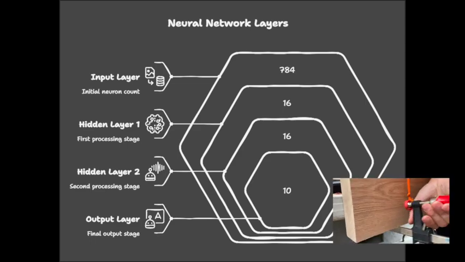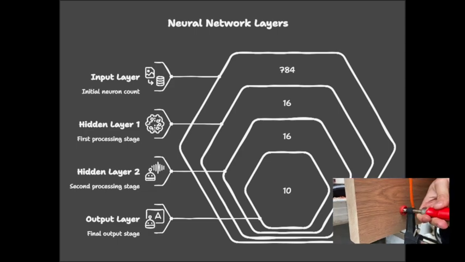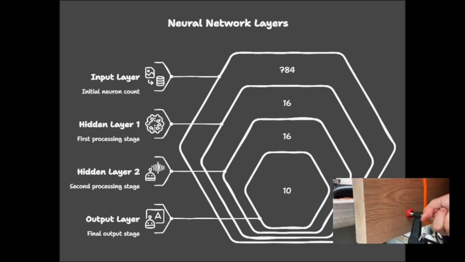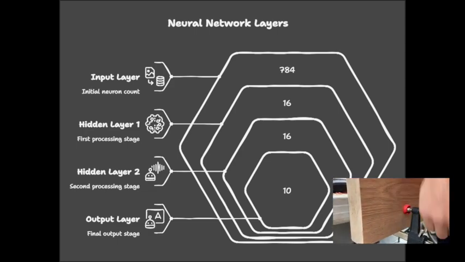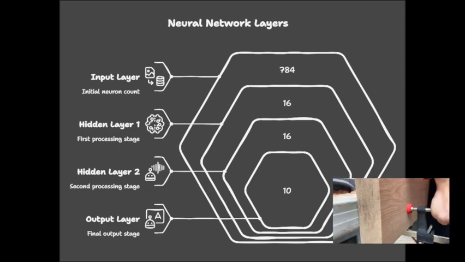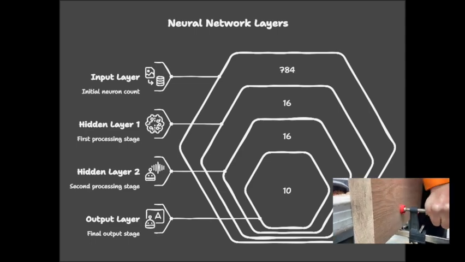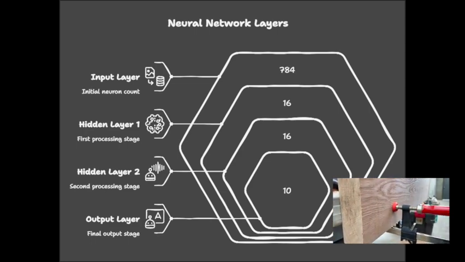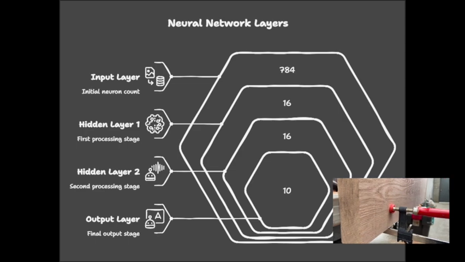Here we have neural network layers. The network starts with 784 neurons for a 28 by 28 pixel input image. These connect through hidden layers to the output layer, where 10 neurons represent digits 0 through 9. Each layer builds on the previous one.